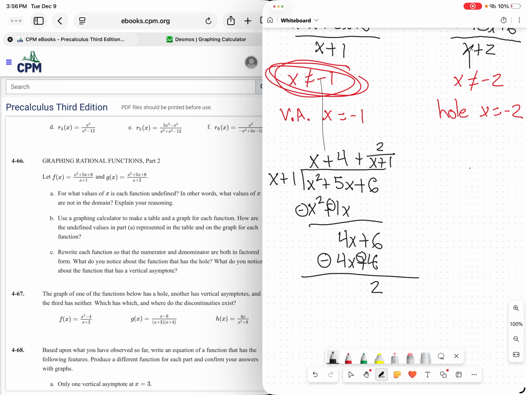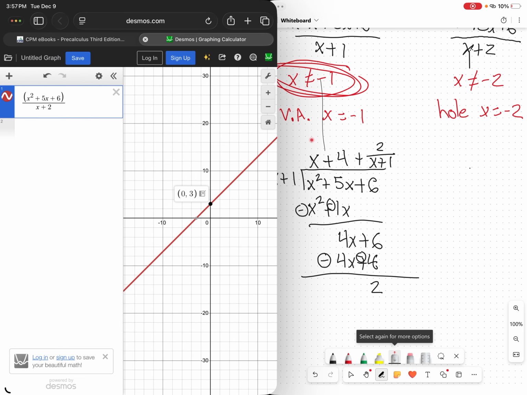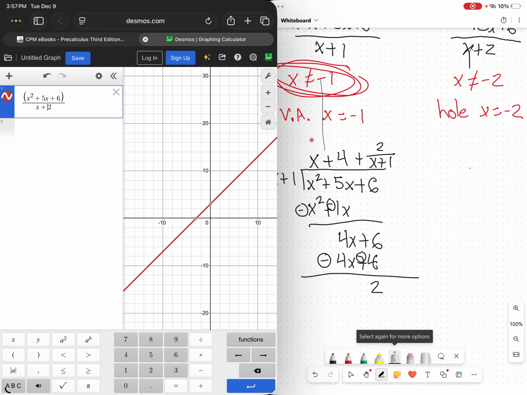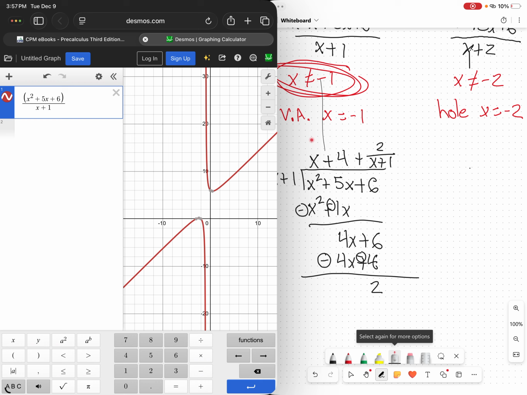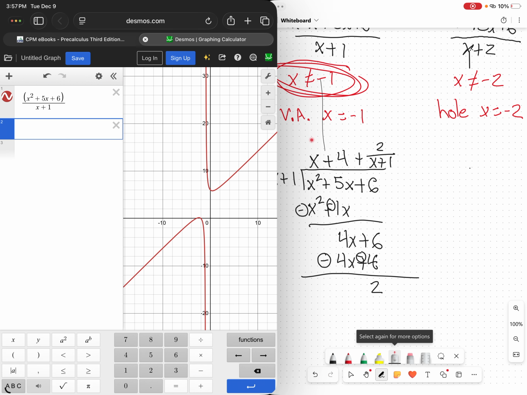So we can see here we have a remainder, which tells us we still have a vertical asymptote. And then this right here, I told you guys had to do with end behavior. So our end behavior here is actually a line or a slant. So if we go back to this x plus 1, right, we can see that we have a slant asymptote at x plus 4. There it is, right? Pretty cool.